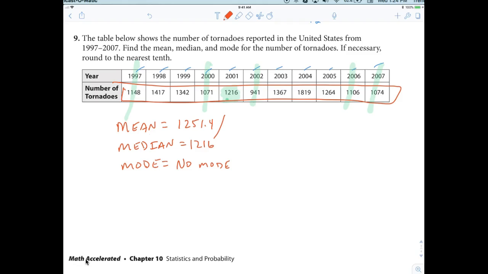1148. Let me give you the numbers. Did you type 1148 in? Yes. Plus 1417. Plus 1342. Plus 1071. Plus 1216. Plus 941. Plus 1367. Plus 1819. Plus 1264. Plus 1106. Plus 1074.